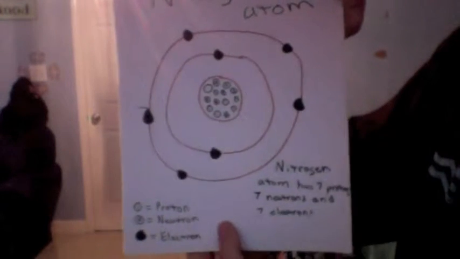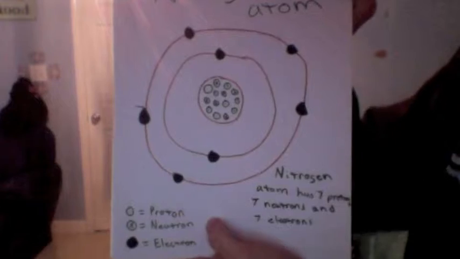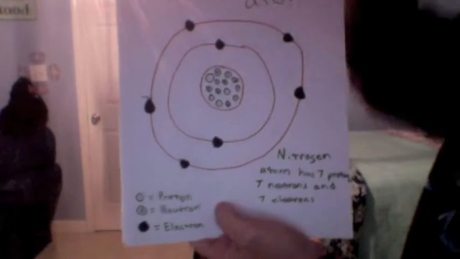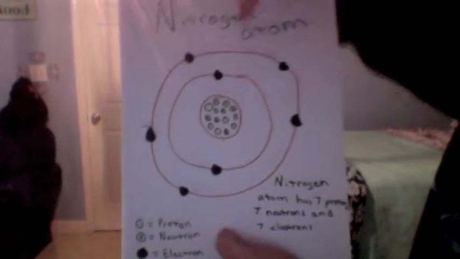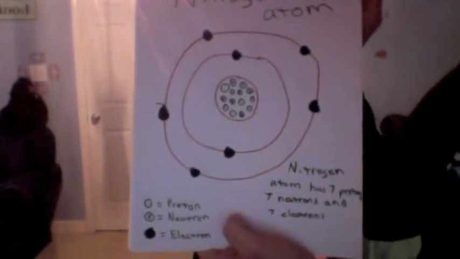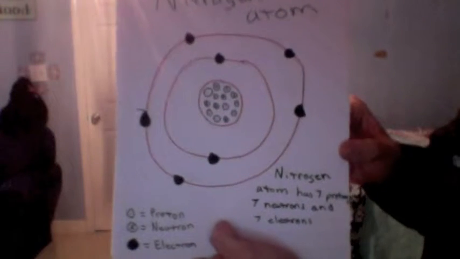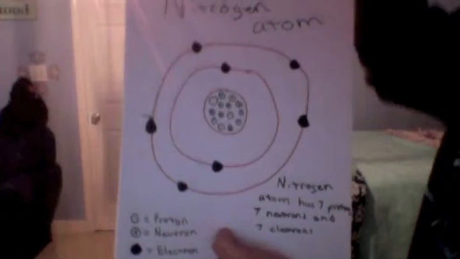Nitrogen atom. Here you can see how to find where the protons, neutrons, and electrons are located. In the middle, in the nucleus, are the protons and neutrons. That's where they are located. You find the electrons circling around the nucleus. For this nitrogen atom, it has 7 protons, 7 electrons, and 7 neutrons.